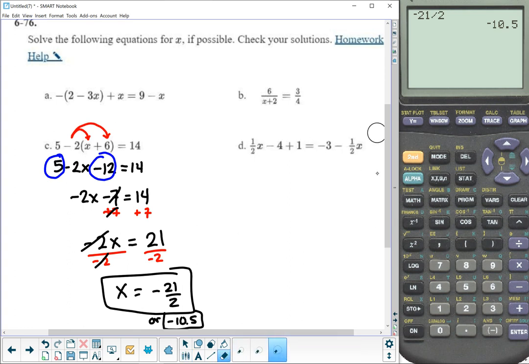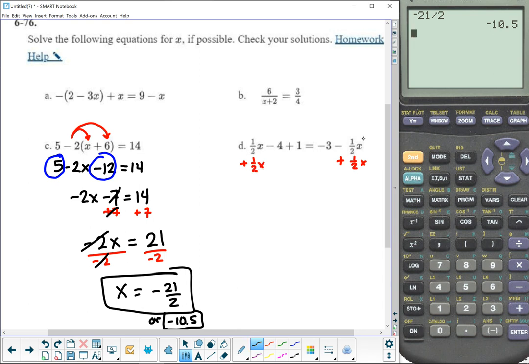Okay, and this last one here. Let's see, we have a negative 1/2 x on this side. We get a positive 1/2 x on this side. They're both x's, so I'm going to go ahead and combine them however I want to do it. Okay, so I think I'm going to go ahead and add 1/2 x and add 1/2 x.